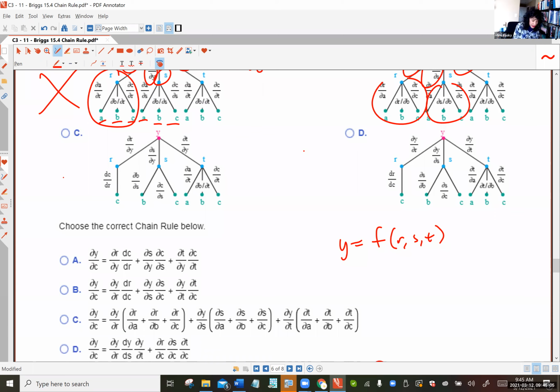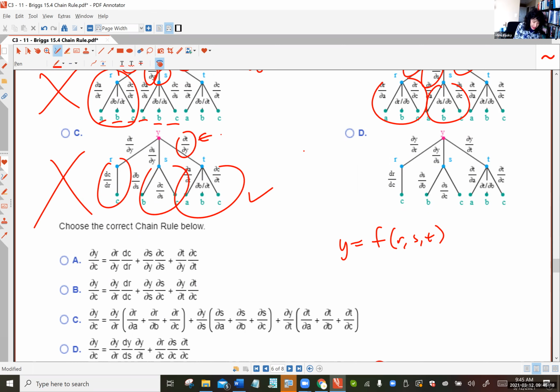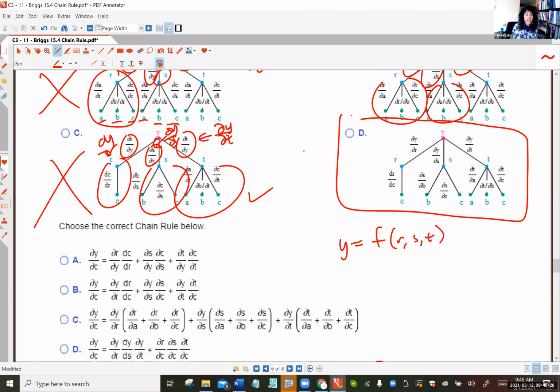Okay, let's take a look at letter C. I claim letter C is no good either. Even though they do have r a function of one variable, s a function of two, and t a function of three, that's good, but they have this crappy notation again. This should be dy/dt. This should be dy/ds. This should be dy/dr. So that's wrong. So it turns out the only good choice is letter D.